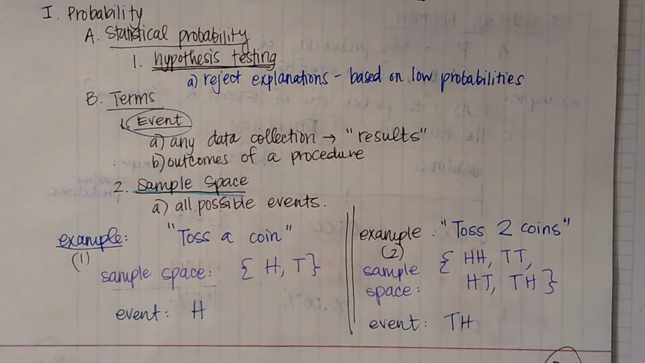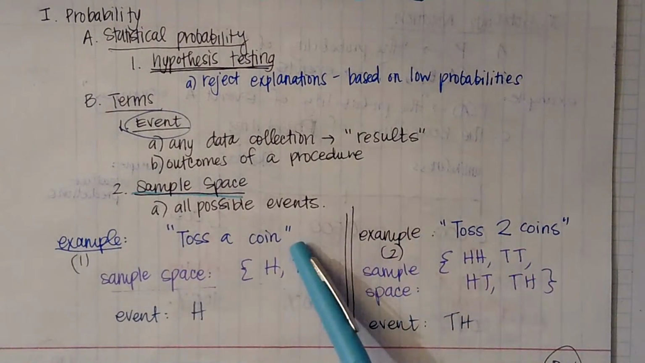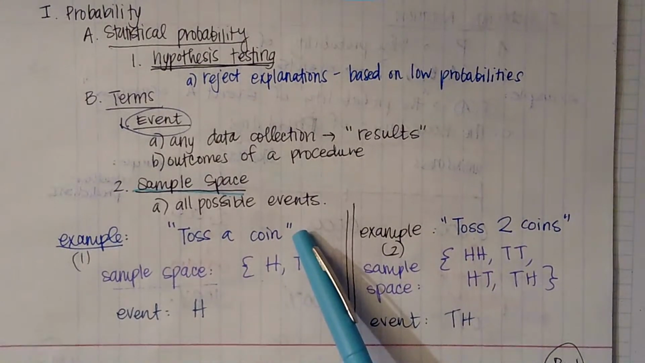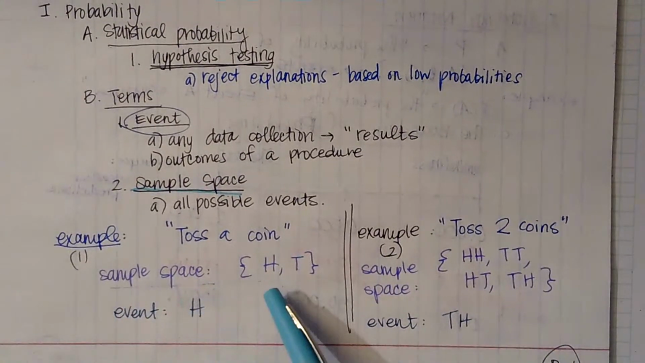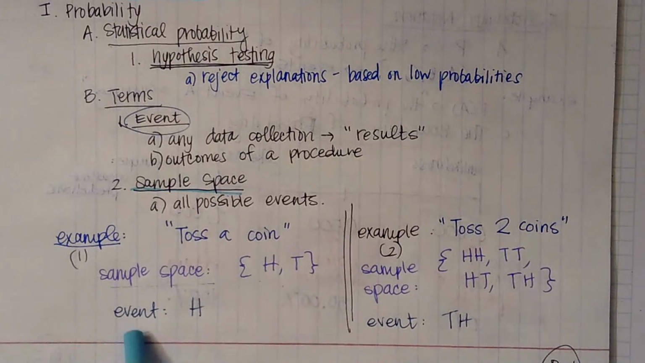So with the example, I'm going to look at tossing a coin and also tossing two coins. Tossing a coin is the action, and my sample space is heads or tails. Why? Because when I toss a coin, I can either have heads or tails, nothing else. In this particular example, the event is heads. Another possible event is tails. So anything that's in the sample space, singly, is going to be the event.